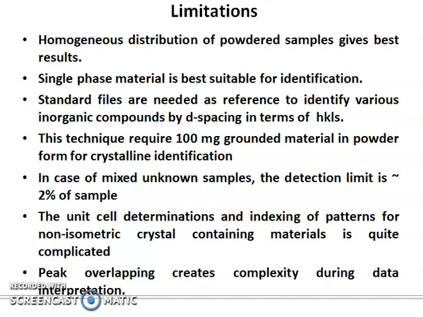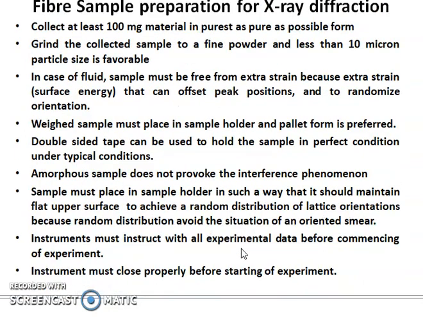Nowadays various X-ray manufacturers are supplying a very good data bank in terms of standard sample diffractograms. This technique requires 100 milligrams of ground material in powder form. The unit cell determination and indexing of the pattern for non-isometric crystal-containing material is quite complicated. Peak overlapping sometimes creates complexity during interpretation of data.